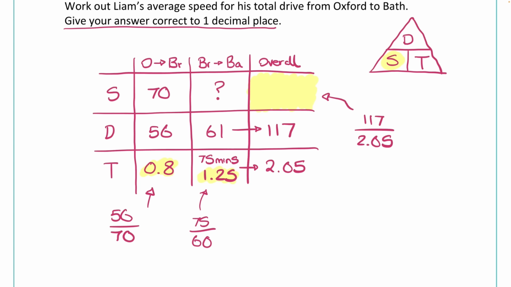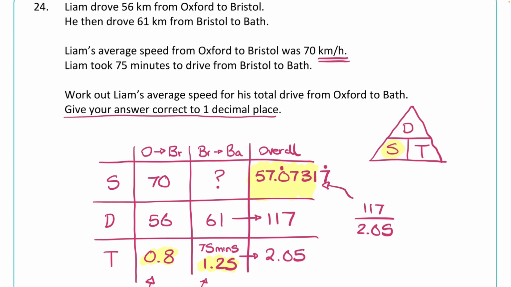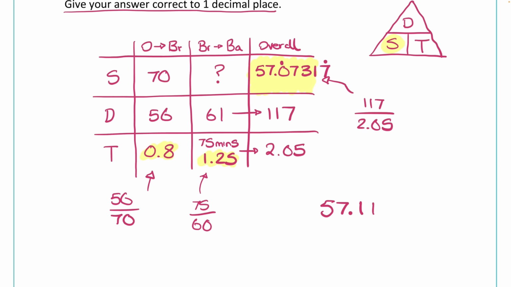And we can type that in on the calculator. We know it's going to give us a decimal, and it does. It comes out as 57.07317 with a dot above the 0 and the 7. Of course, it did say give our answer to one decimal place, so that would round to 57 point, and then it's 07, so 57.1, and then double check the question. It was in kilometres per hour, so 57.1 kilometres per hour.